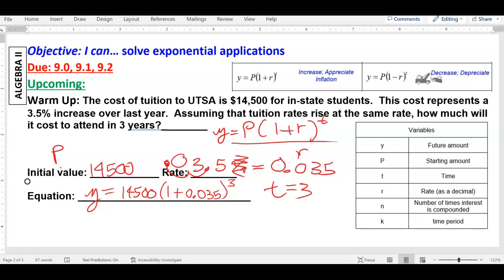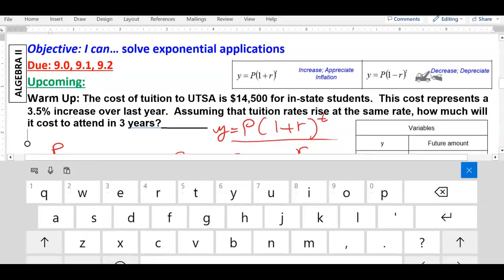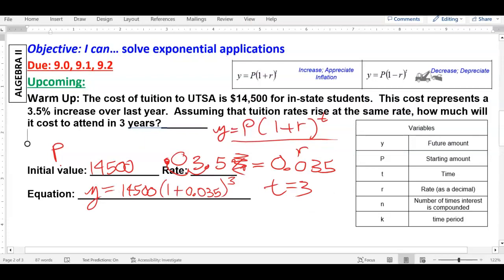Could you plug that in the calculator? Okay, I did. Do y'all see it right here? You do 14,500, parentheses 1 plus 0.035, parentheses, caret 3. Where do we get the 1 from? The original equation right here has a 1, if you're increasing or decreasing using this formula, yes.